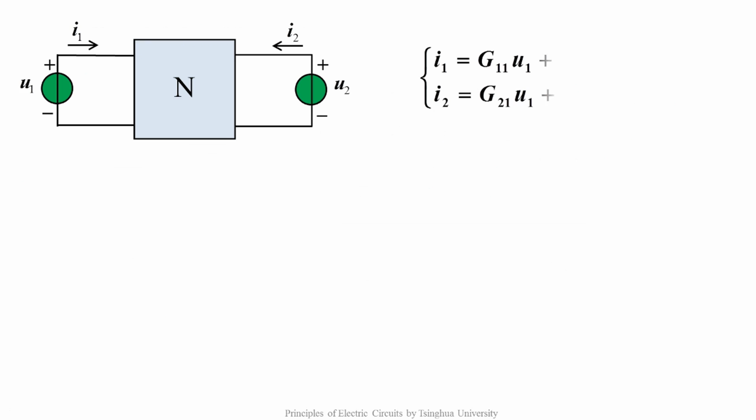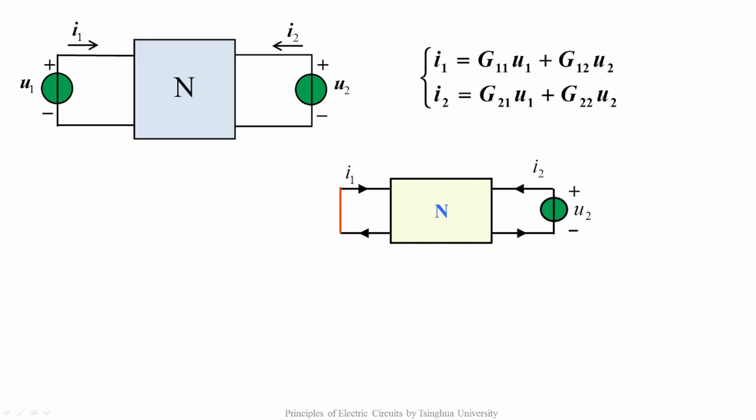Similarly, we let port 1 be a short circuit, that is U1 is 0, connect a voltage source to port 2, and measure two ports currents. Then we can determine G12 and G22. When U1 is 0, I1 equals G12 times U2, and I2 equals G22 times U2.